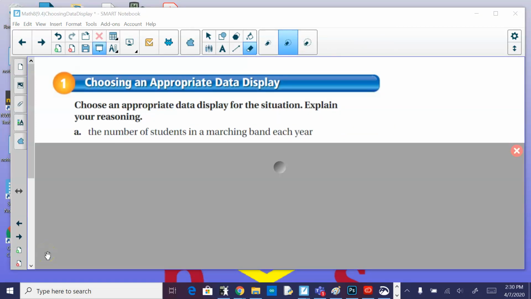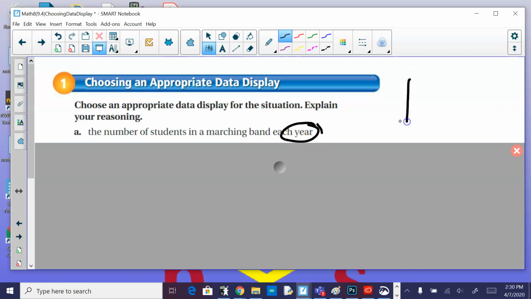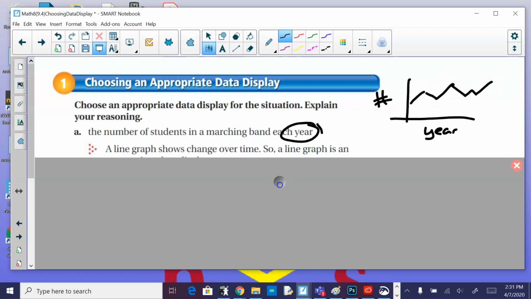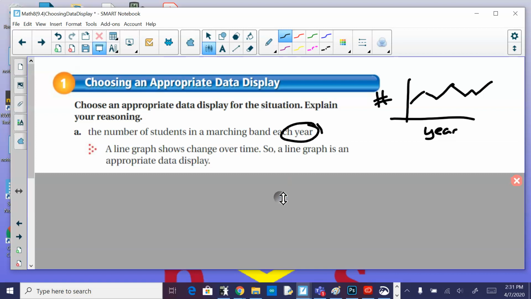So one of the skills they want us to have is to be able to choose an appropriate data display given a certain set of data. Here we have the number of students in a marching band each year. So I see the word year is part of this, and year is time. So if we were to make a graph that we put the time on the x-axis and then the number of students on the y-axis, a line graph might be a good choice. Okay, either a line or a bar graph that would represent the change over time. Let's see what they say. A line graph shows change over time.